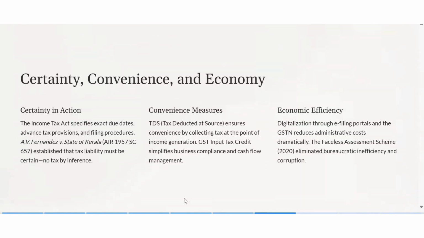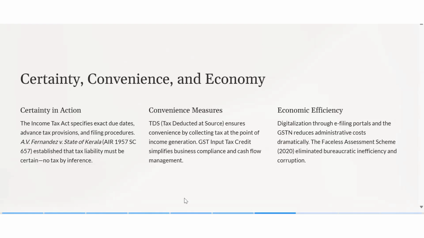Certainty, convenience, and economy. These principles are very much there as far as the Income Tax Act 1961 is concerned. So, certainty in action: the Income Tax Act specifies exact due dates. You must be aware of that. Advance tax provisions, filing procedures. E.V. Fernandes versus the State of Kerala established that tax liability must be certain.